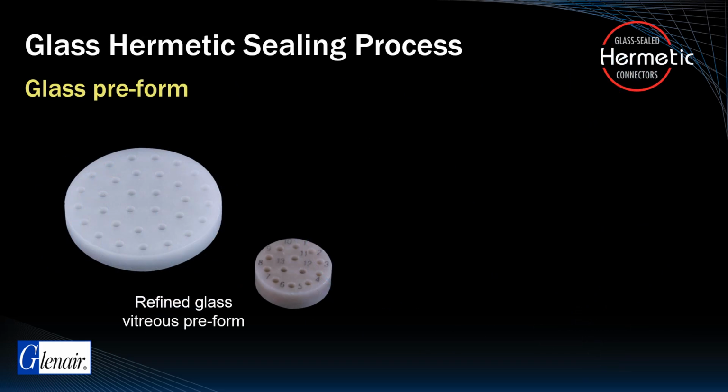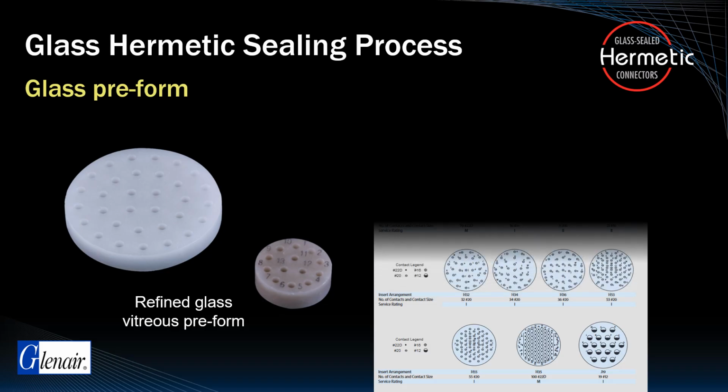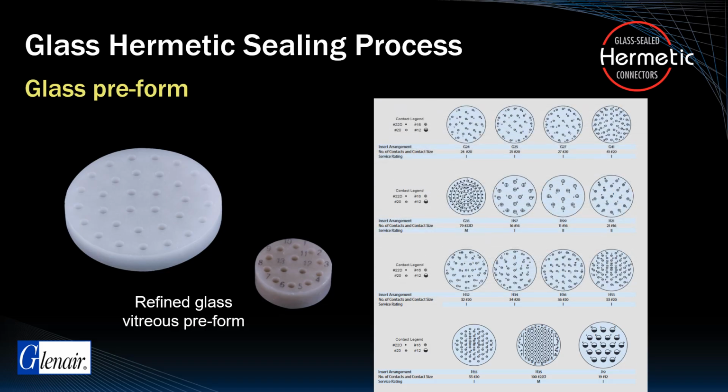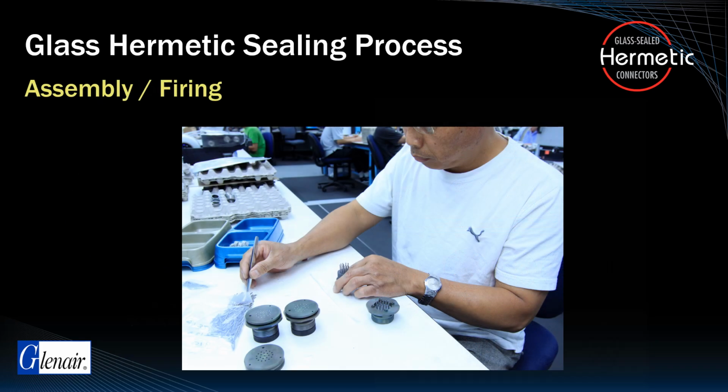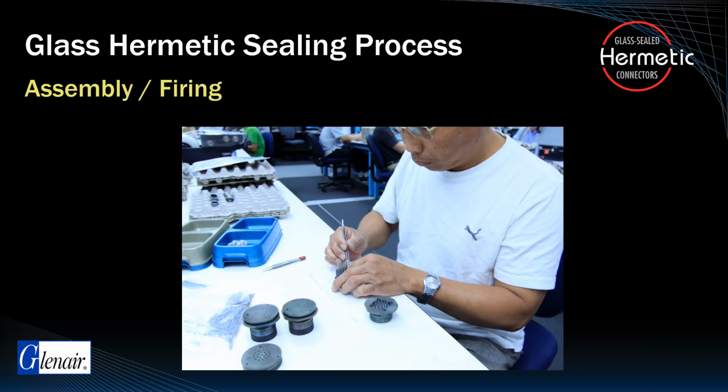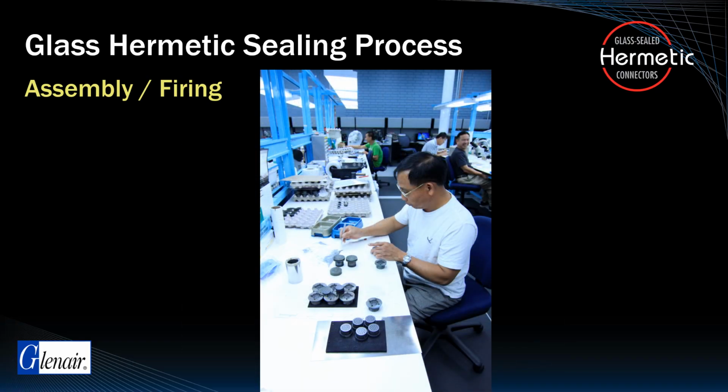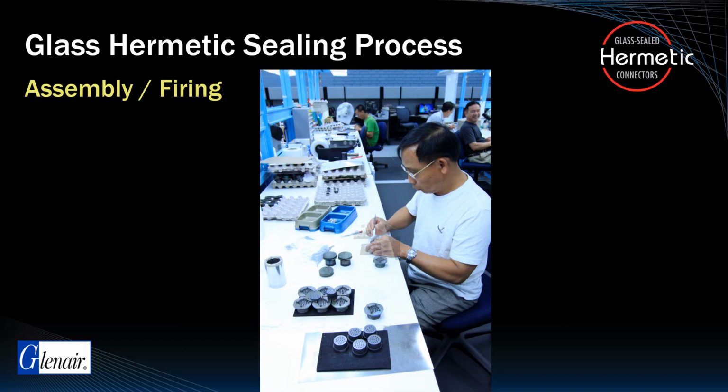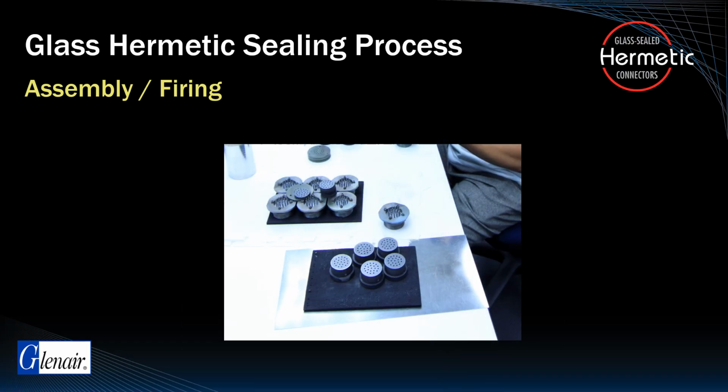The heart of a glass-sealed hermetic connector is a preformed disc made of refined glass. The preform is analogous to the rigid dielectric in a standard environmental connector, and like that dielectric, is fabricated in accordance with MIL Standard 1560 insert arrangements for the specified number and size of contacts. This preform is loaded with its contacts and positioned inside the metal connector shell. Carbon fixture plates are used to hold the contacts in their specified positions.